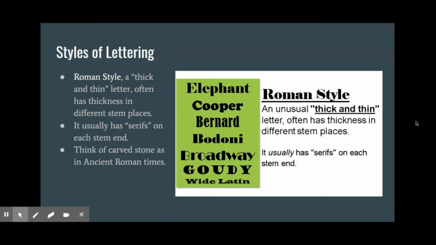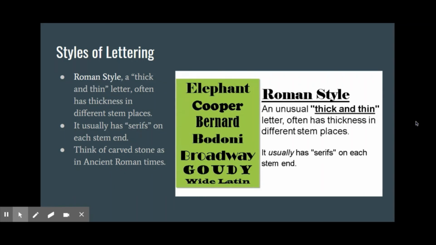So Roman style is often a variant of thick and thin lettering and often has a thickness in different places on the stems. They are also usually serifs and have little serif pieces on the ends of their letters. And they come from the idea of the carved stone lettering that we found in ancient Roman times.